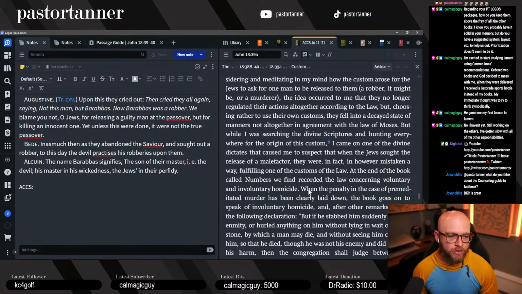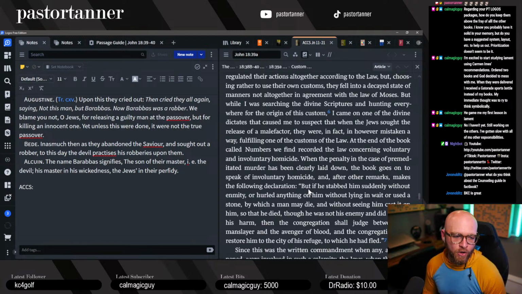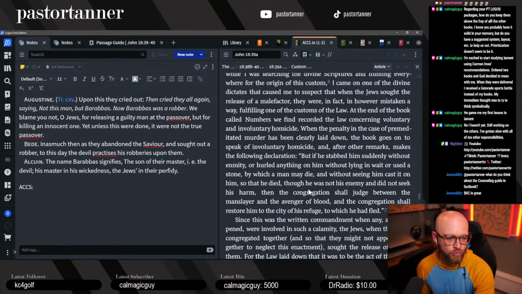At the end of the book called Numbers, we find recorded the law concerning voluntary and involuntary homicide. When the penalty in the case of premeditated murder has been clearly laid down, the book goes on to speak of involuntary homicide, and after other remarks, makes the following declaration. But if he stabbed him suddenly without enmity, or hurled anything on him without lying in wait, or used a stone by which a man may die, and without seeing him cast it on him so that he died, though he was not his enemy and did not seek his harm, then the congregation shall judge between the manslayer and the avenger of blood, and the congregation shall restore him to the city of his refuge to which he had fled.